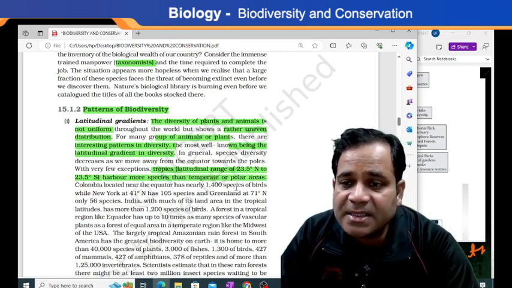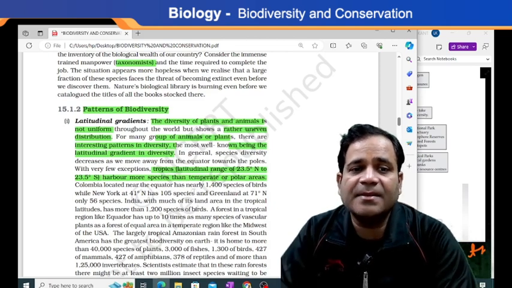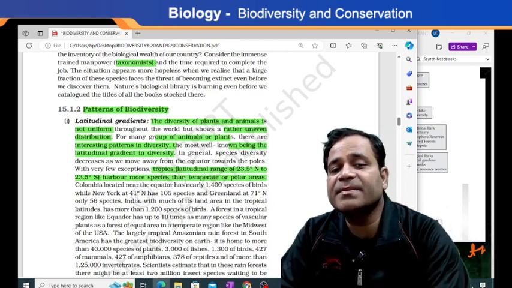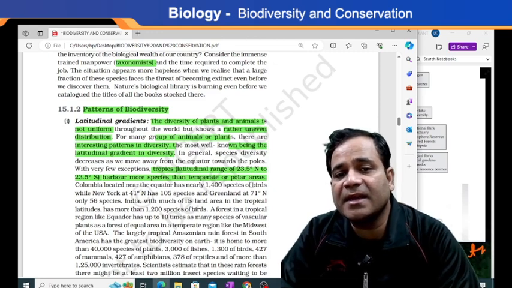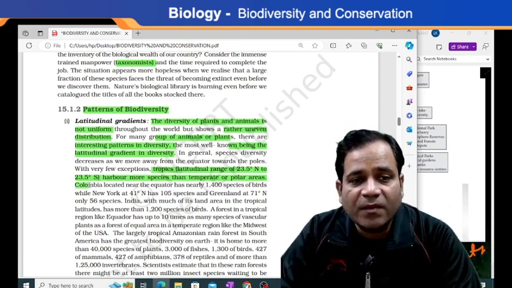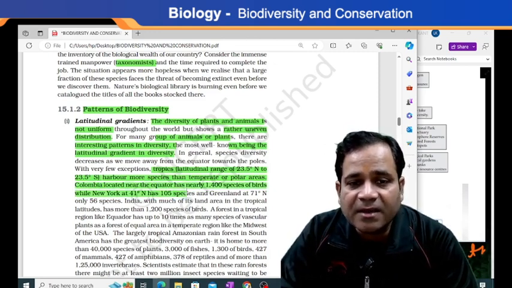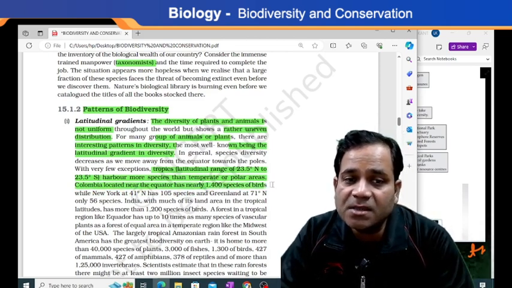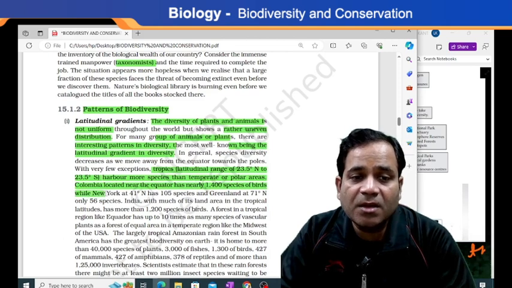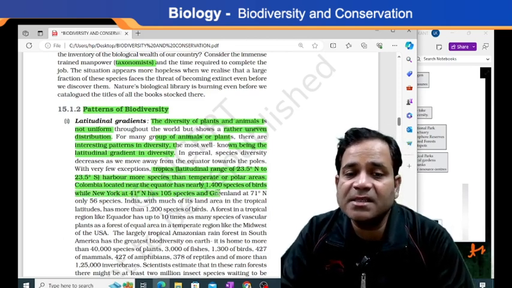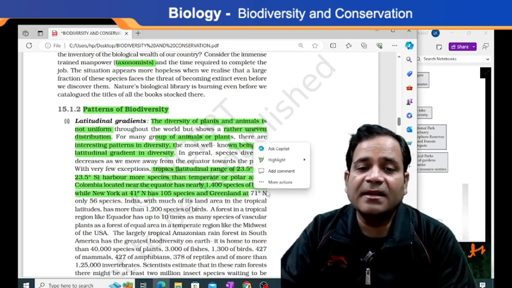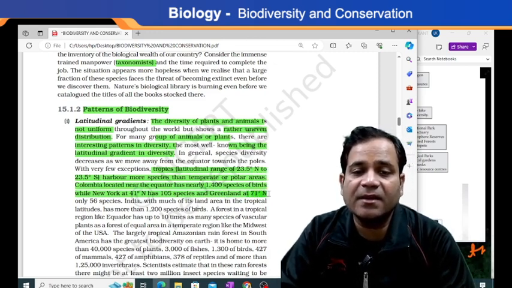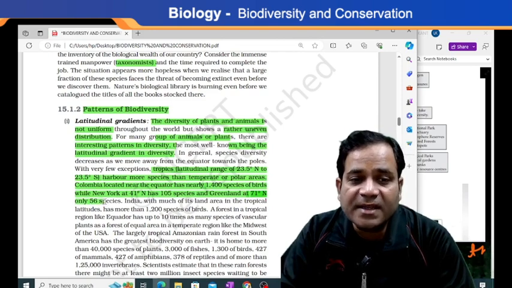So what am I saying? I'm saying that the tropics harbor more species than temperate or polar areas. When you move to Colombia, located near the equator, it has nearly 1,400 species of birds, while New York at 41 degrees north has 105 species, and Greenland, at 71 degrees north, only 56 species.